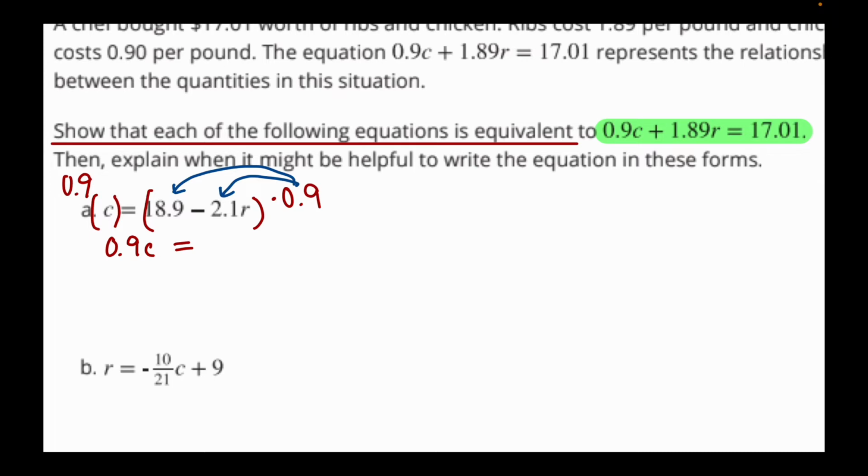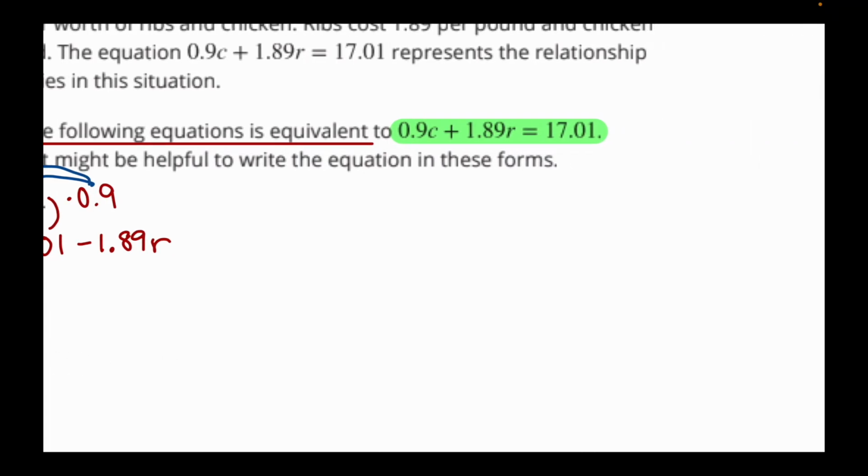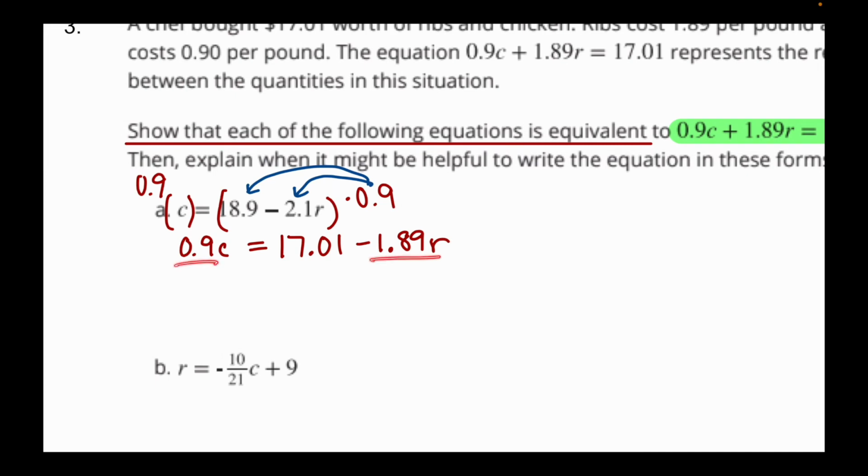And what do you know? That gives me 17.01. That number looks familiar. That's a good sign. Now we're going to do 0.9 times this negative 2.1. That gives me minus 1.89R. So it's looking better. I see numbers that are familiar based on this: 0.9, 1.89, and 17.01.